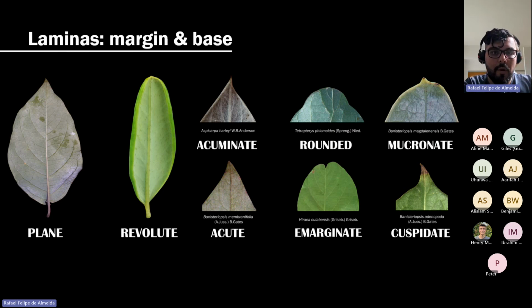The laminas, the margin and the base are also very useful. So we have the usual ones, the morphology. So they could be acuminate, rounded, mucronate, acute, or emarginate, cuspidate. But one thing that is really, really important in some groups is the shape of the margin, not the shape, like the posture. So if the margin is plane, like straight, is the most commonly found one in Malpighiaceae, but there's a lot of species and genera that only show revolute margins.